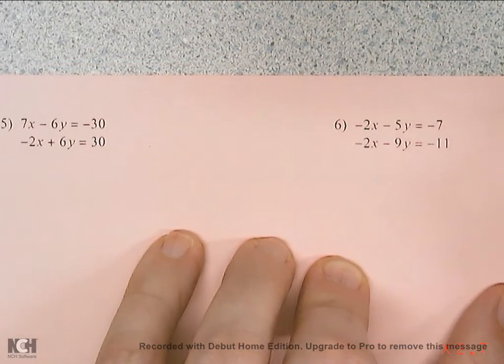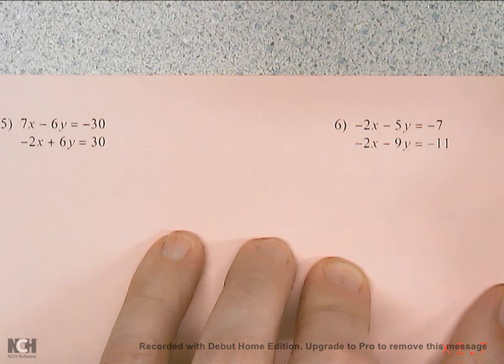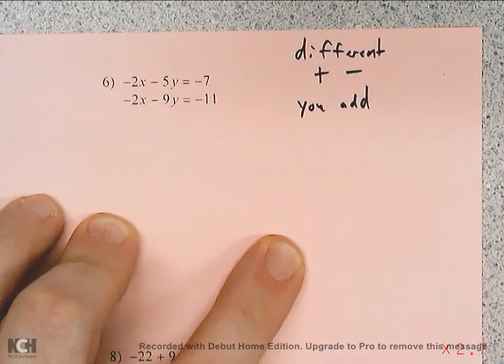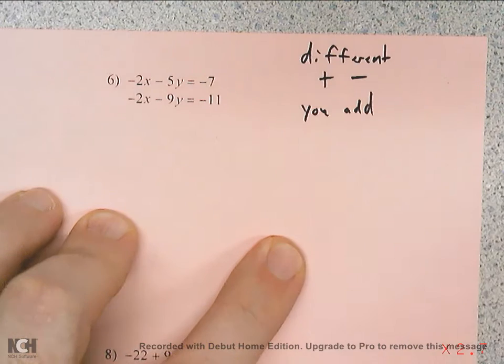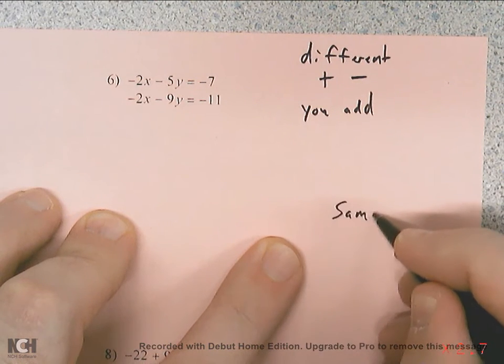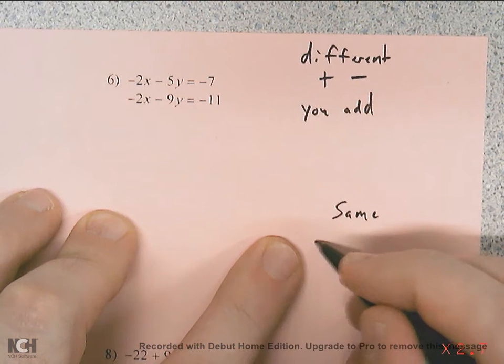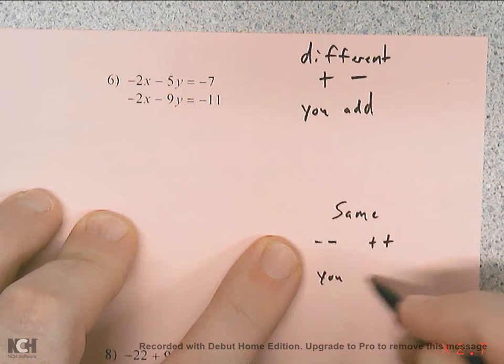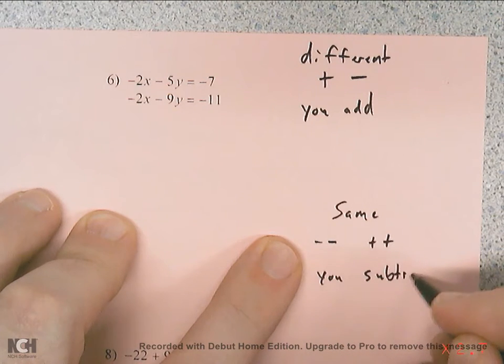So if they are different signs, so that means like one's positive, one's negative, you add your two equations together. Okay? You can't even see what I'm writing. Okay, there we go. So if they're different signs, you would add them together. If they are the same, meaning you have two negatives or two positives, you would subtract.